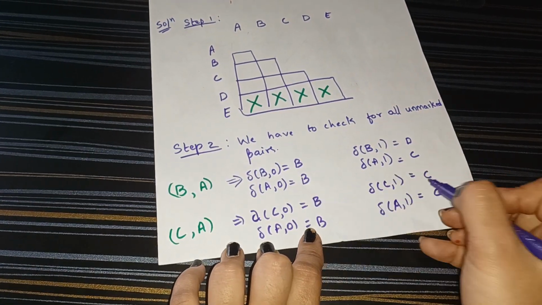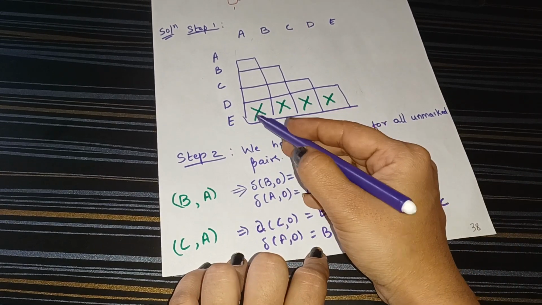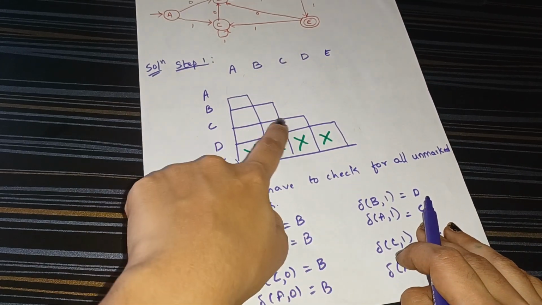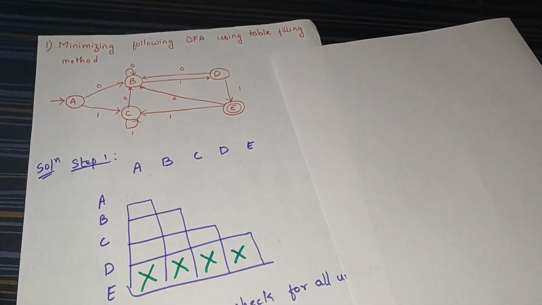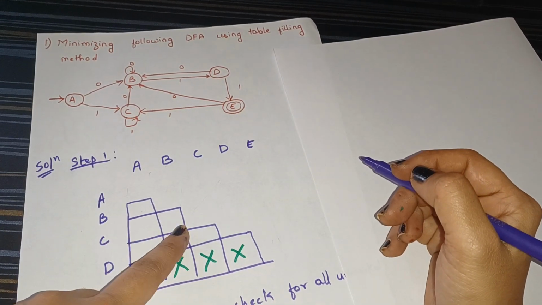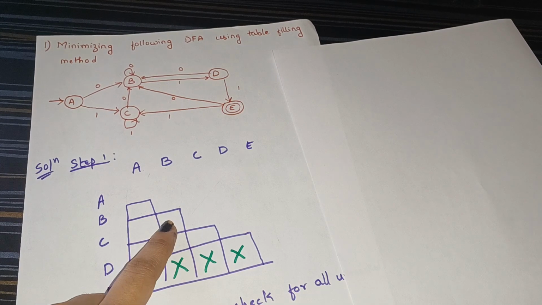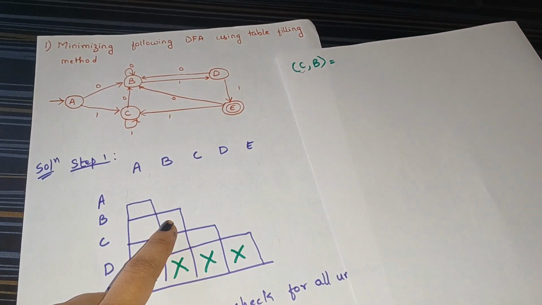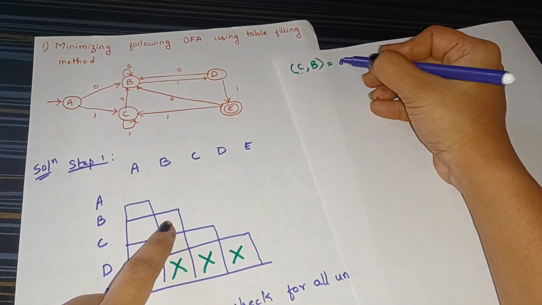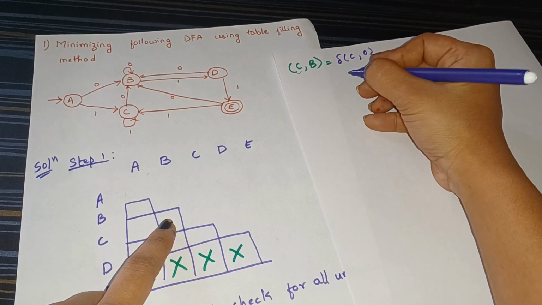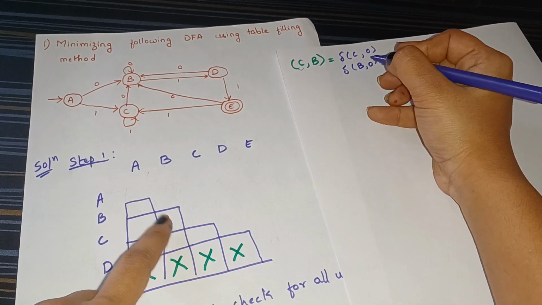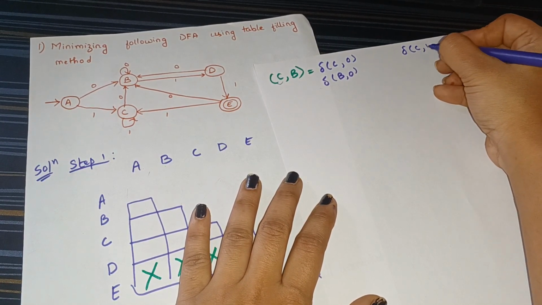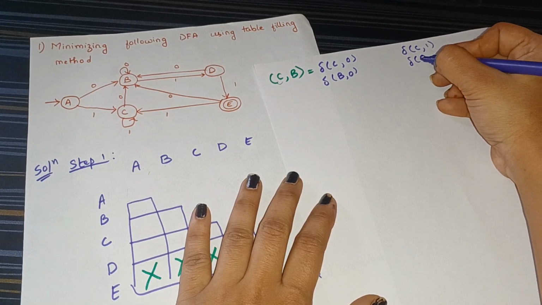So if either of these two values is already marked in this table, then we can mark. If no condition is marked, we can't do anything. So we'll solve for the remaining boxes. So next we have C comma B. So we will be seeing delta transition of C on 0 and delta transition of B on 0, and we will be seeing delta transition of C on 1 and delta transition of B on 1.